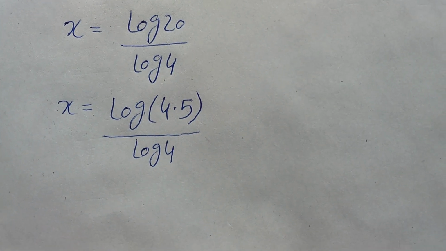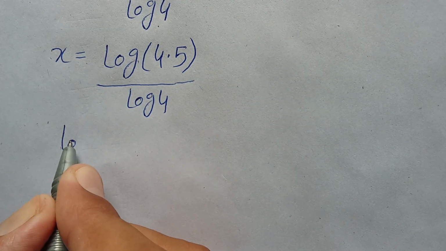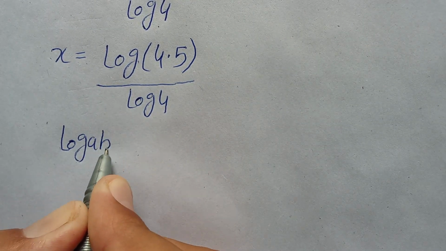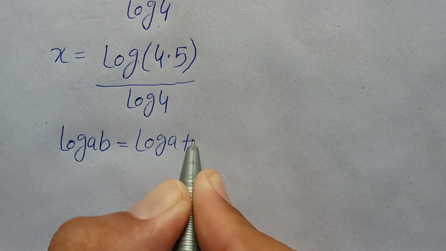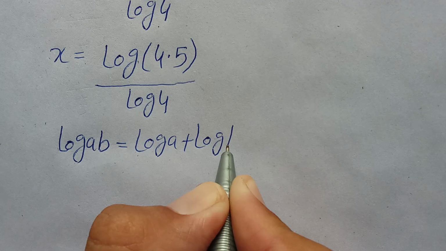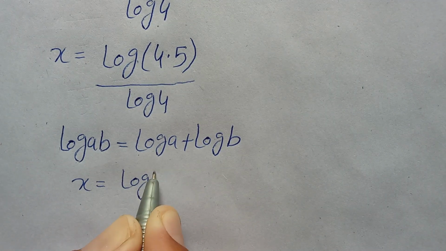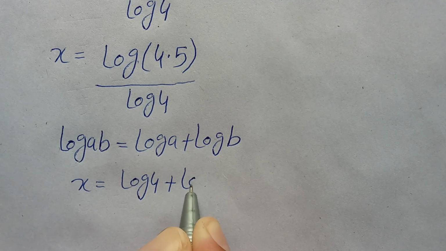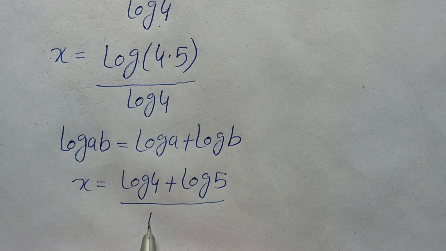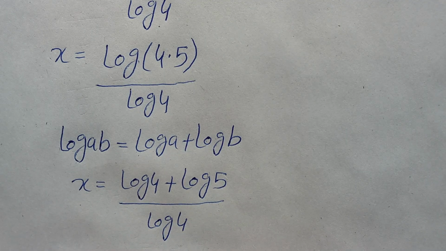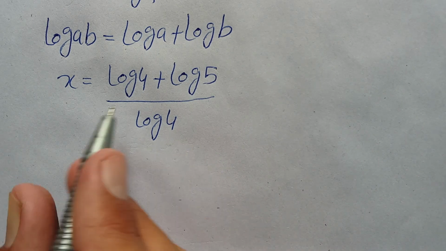I write here one rule again, which we can apply on this numerator, which is log a times b is equal to log a plus log b. So x is equal to log 4 plus log 5, divided by log 4. In the next step, I can separately write log 4 under each term.